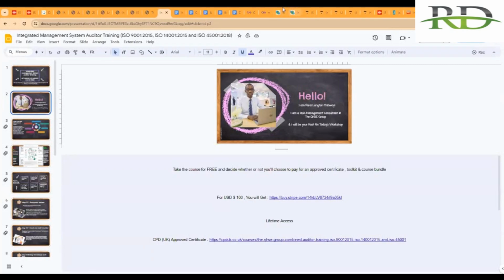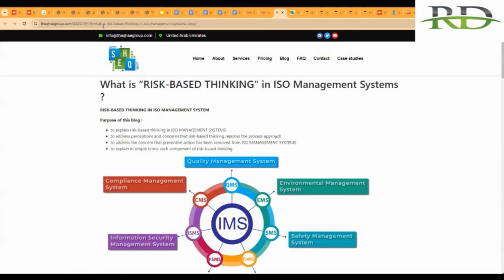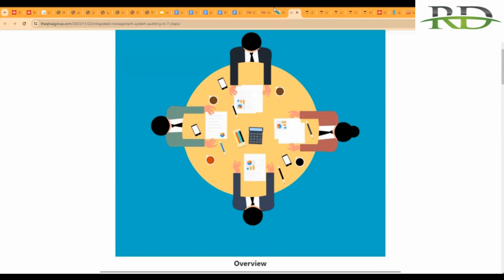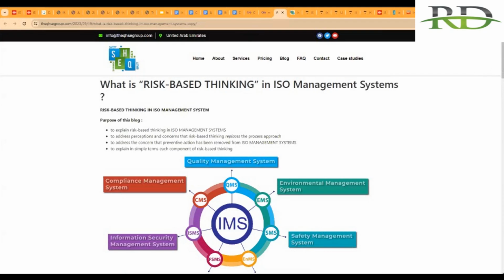And as a review, these are the two blogs to summarize everything that we said in the webinar. This is integrated management system auditing in 7 steps. And this is, again, what is risk-based thinking in ISO management standards, to explain exactly how the IMS works. You can also read it over here.